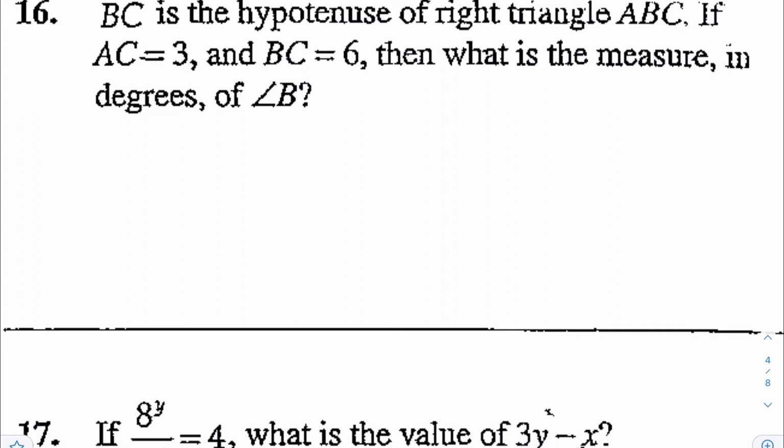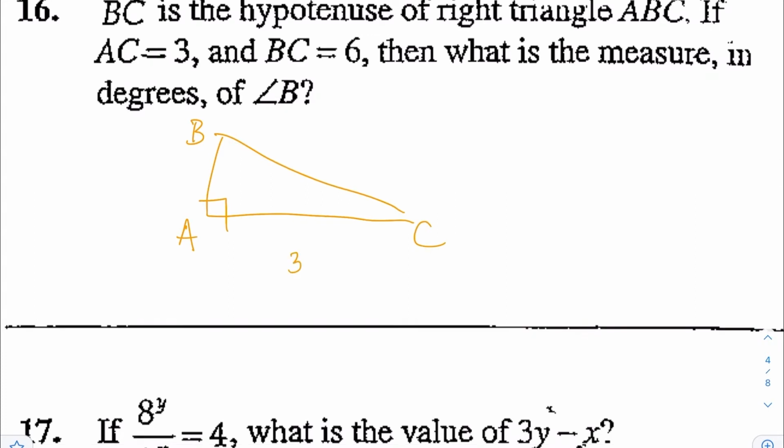All right, next, number 16. BC is the hypotenuse of the right triangle ABC. If AC is equal to 3 and BC is equal to 6, what's the measure in degrees of angle B? So you have a right triangle, so I'll just draw it here. BC is the hypotenuse, so A has to be the right angle. AC, you know, is 3. BC is 6. Let me draw it a little better.